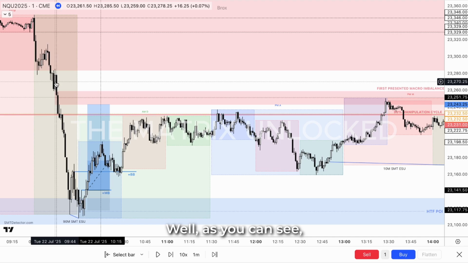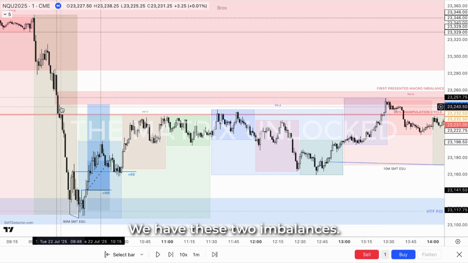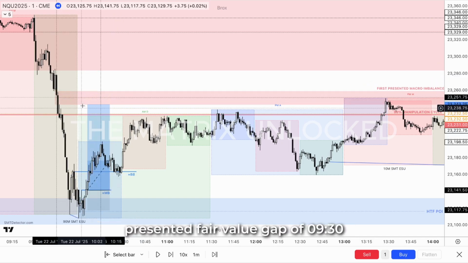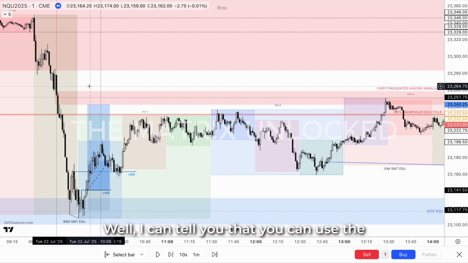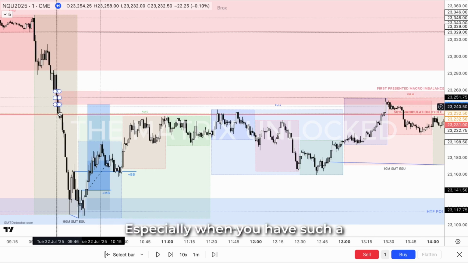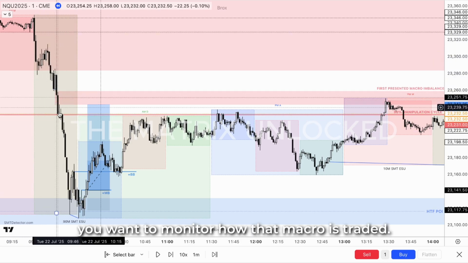Well, as you can see, I've gone ahead and marked this out. At 9:45, we have these two imbalances. I'm sure maybe you've heard ICT mention the first presented fair value gap of 9:30. Well, I can tell you that you can use the same logic for the first macro imbalance, especially when you have such a manipulation. You want to monitor how that macro is traded.